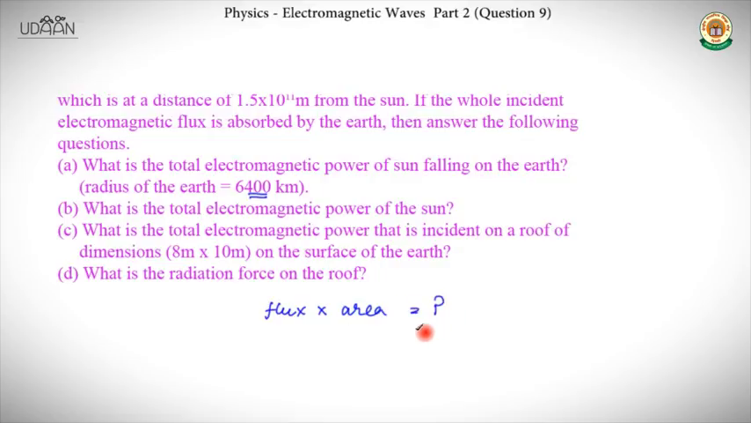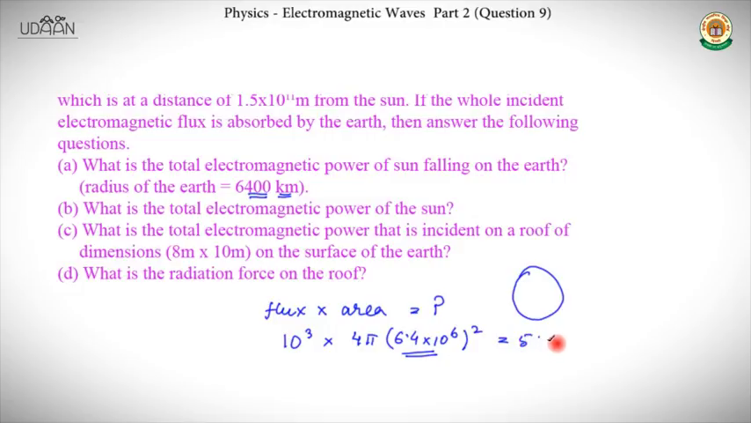For this we have the flux given as 10 raised to power 3, and the area of the earth. We are considering the earth to be a sphere, although it is not a perfect sphere. So it is 6.4 into 10 raised to power 6. This is in meters; here it has been given in kilometers. So this is the area of the earth, and we get the final value as nearly 5.1 into 10 raised to the power 17 watts, which is the power absorbed by the earth from the flux of the sun, like the flux of the electromagnetic waves falling on the earth from the sun. So this is the answer to the first part.